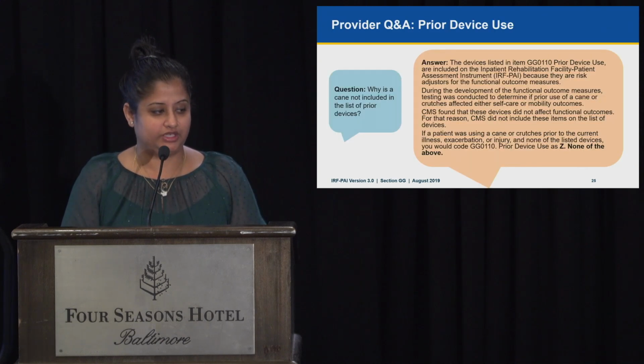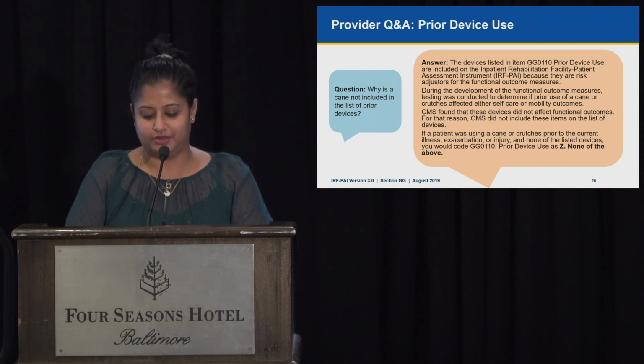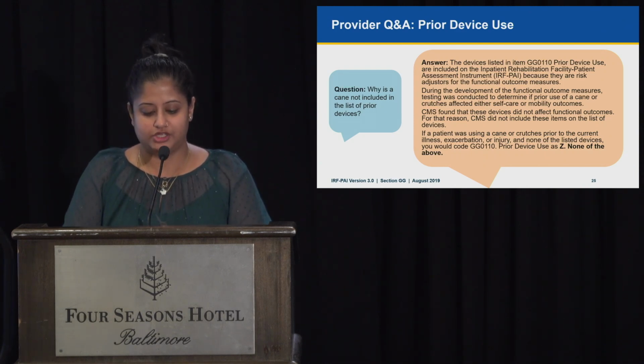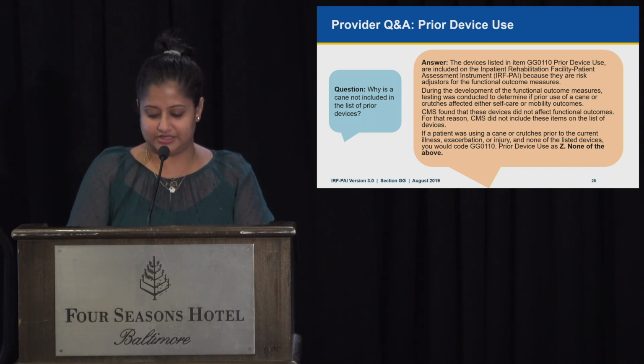So one question we got from the last training we did in May, and several times on the help desk, we've gotten this question too, so we decided to include it here for you all. Why is a cane not included in the list of prior devices? And our answer is the devices listed in the item GG0110 prior device use are included on the Inpatient Rehab Facility Patient Assessment Instrument because they are risk adjusters for the functional outcome measures.